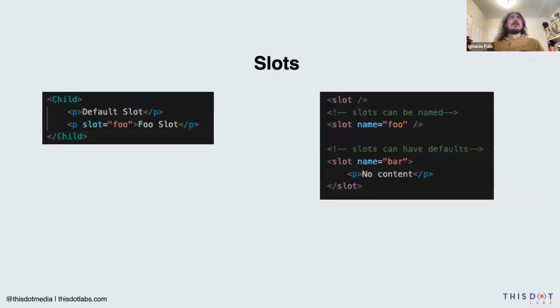Slots are a way to do content projection, I think it's called in Angular, or to render a child at a specific position. You can have slots, default slots. You can have slots with names, or you can have slots with default values if you don't pass anything to it. And to use it, you just provide a slot property to an element or to a component.